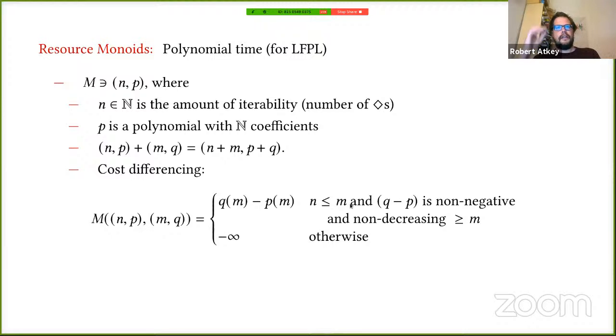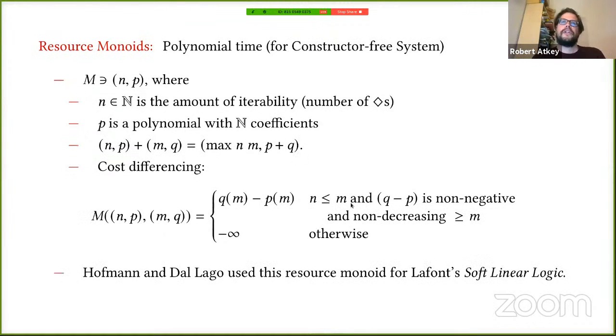And then, crucially, interestingly, the constructor-free system works by, instead of when we add two of these things together, we take the maximum of the number of diamonds in them. And we'll see why that is in just a second. But otherwise, everything else is the same. Originally, Dal Lago and Hofmann used this resource monoid for Lafont's soft linear logic, if you know what that is.